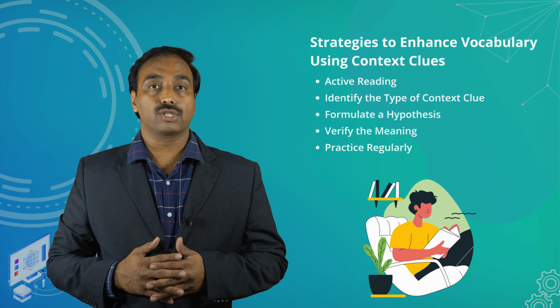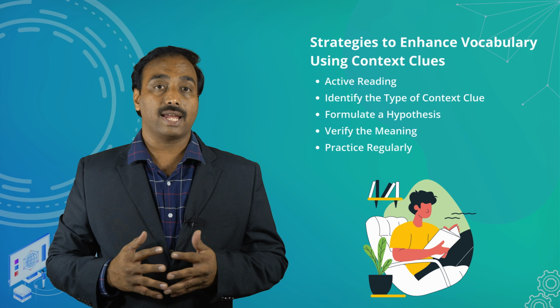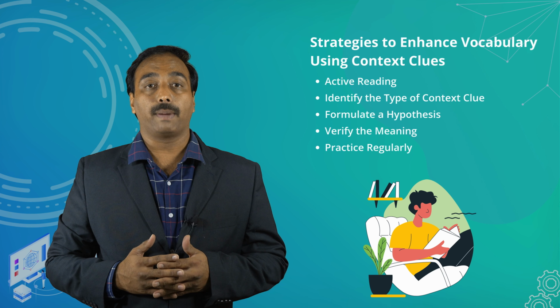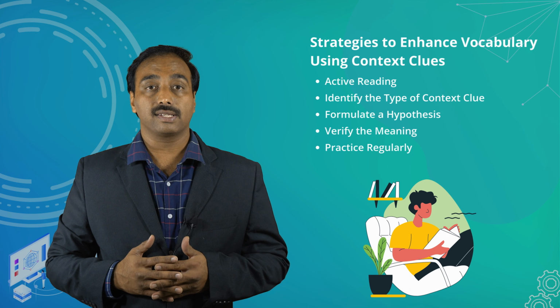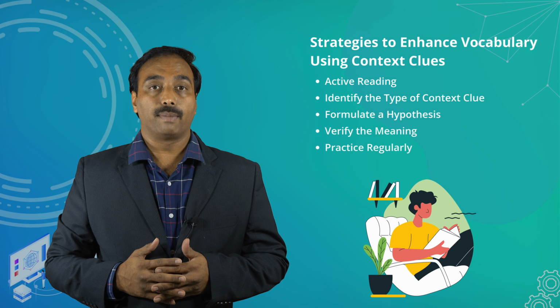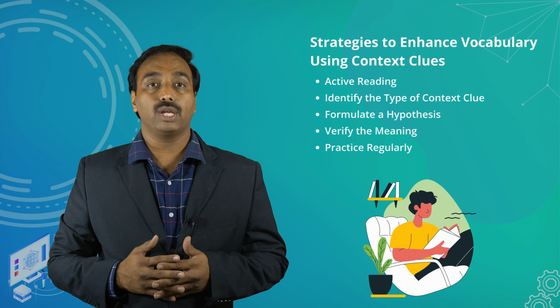To effectively utilize context clues for vocabulary development, consider the following steps. First one, active reading. Engage with the text by paying close attention to unfamiliar words and the sentences surrounding them. Identify the type of context clue. Determine which of the aforementioned types of context clues is being used.